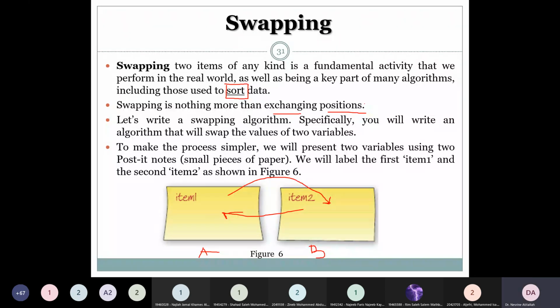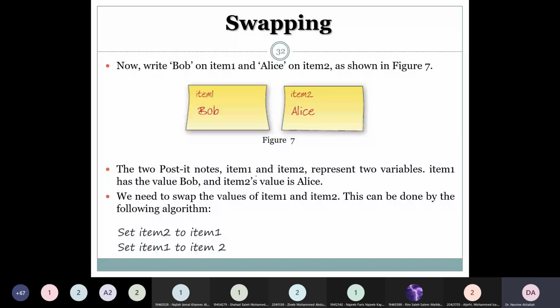Okay, so let's now write a swapping algorithm. Specifically, you will write an algorithm that will swap the values of two variables. To make the process simpler, we will represent two variables using two post-it notes, small pieces of paper. We label the first item 1 and the second item 2 as shown in this figure. Now write Bob on item 1 and Alice on item 2 as shown in figure 7. The two post-it notes represent two variables. Item 1 has the value Bob, item 2 has the value Alice.